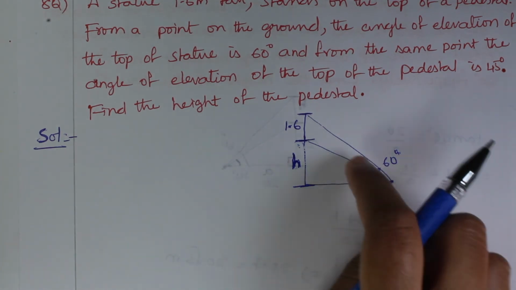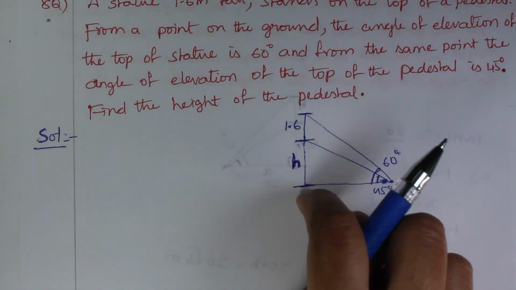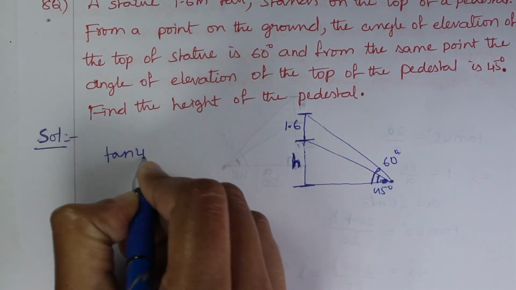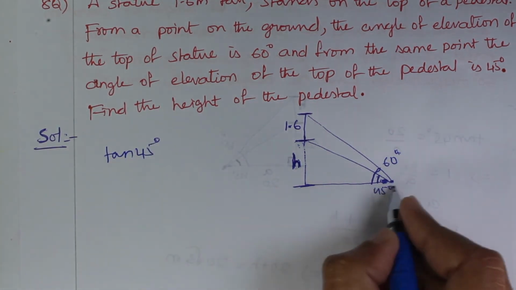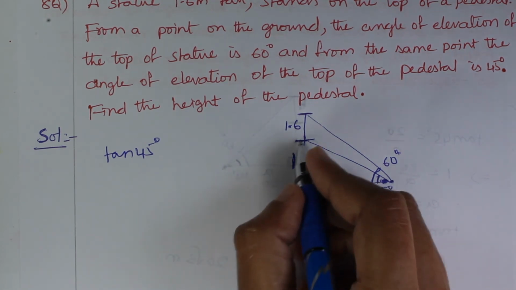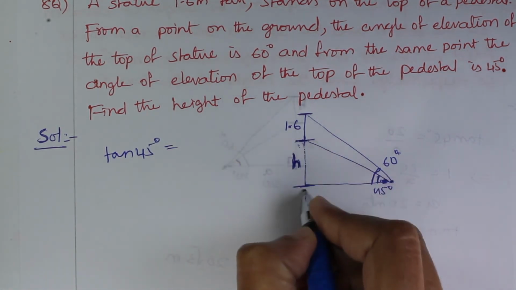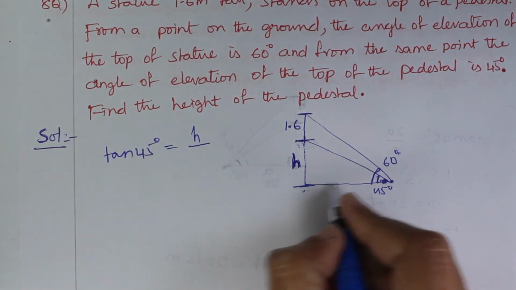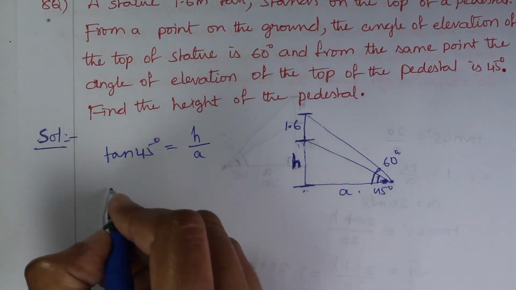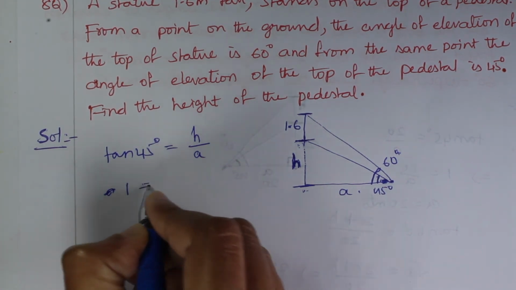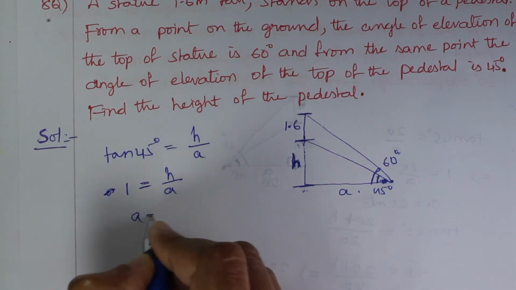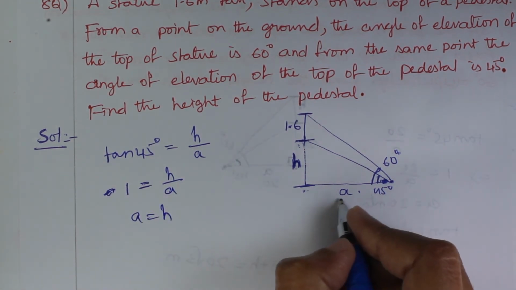So first let us consider the smaller triangle. Okay. Tan 45 degrees is equal to, we'll find out the value of the base. From smaller triangle, tan 45 degrees is equal to opposite side h divided by adjacent side, let us assume it to be a. So tan 45 degrees is 1, right? 1 is equal to h by a. So a is equal to h. So this becomes h.